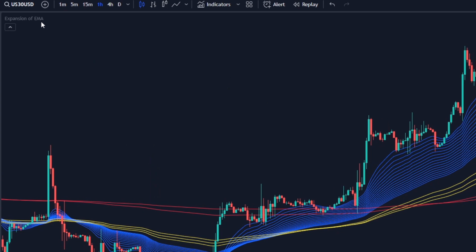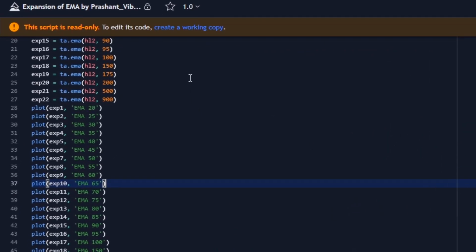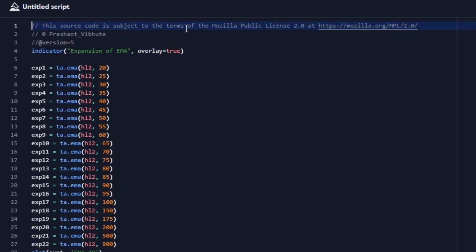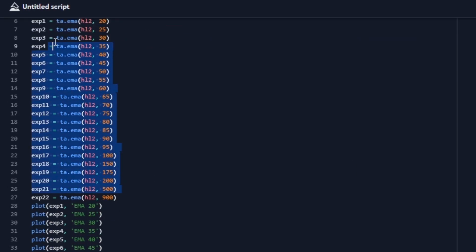Simply open the code by clicking on the source code option next to the indicator name, and then on Create a Working Copy. There you will see the list of averages with their parameters, which you can adjust according to your strategy.